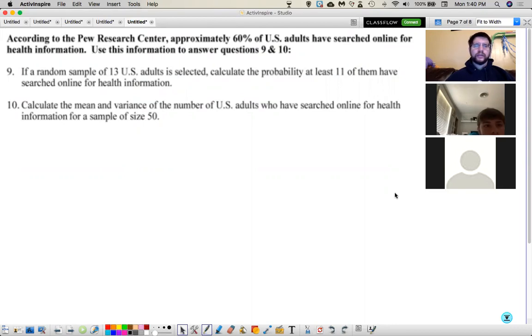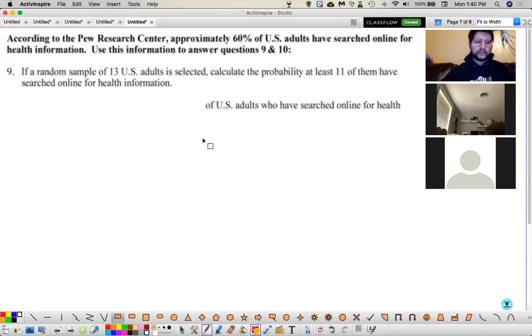If a random sample of 13 US adults is selected, calculate the probability that at least 11 of them have searched for health information. So let's think about this. What kind of distribution are we dealing with? Well, we have either they searched for health information or they didn't. And so that's talking about some sort of binomial condition there. It's a success or a failure. So 60% would be our P, our probability of success.